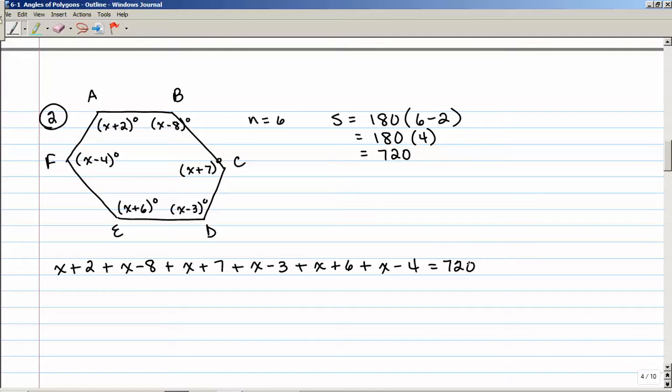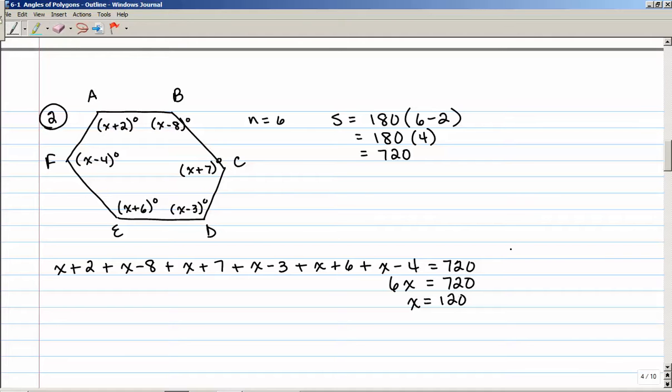So that's going to give me 6x. And what do those add up to? Negative 4, 3, 0, plus 2, I believe. Oh wait a minute, I think I added that wrong. Did I get them all correct? Negative 6, 1, negative 2, 4, negative 4. Okay, so they all cancel out. Sorry about that. So 6x equals 720, so x is equal to 120.